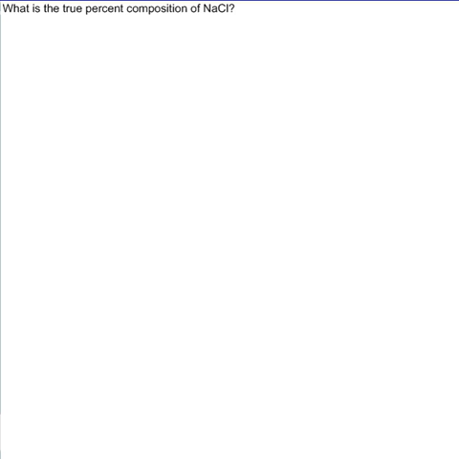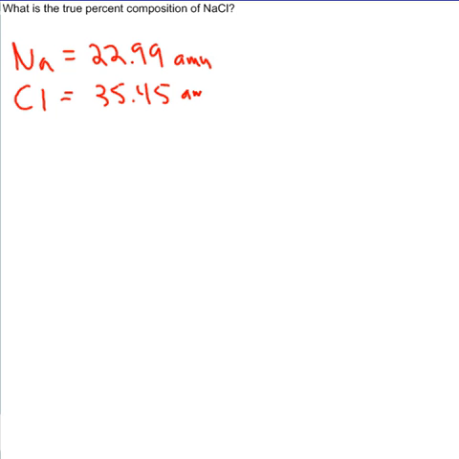So what we need to do first in any example of these is to find the atomic masses of each element. In the case of sodium, it's 22.99 atomic mass units, and for chlorine, it's 35.45 atomic mass units. You may also see this in some books listed as mu, which is the same thing, just a different symbol meaning atomic mass units.